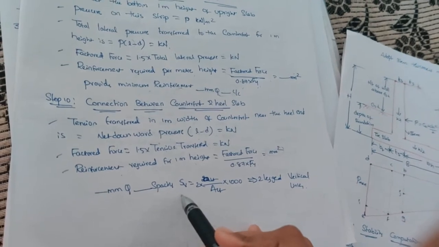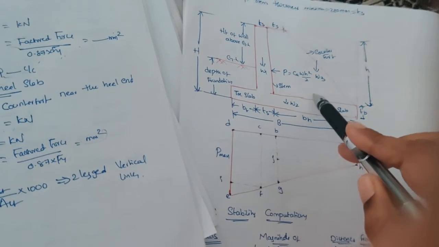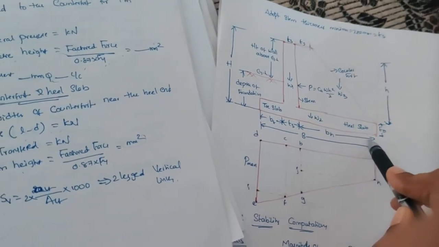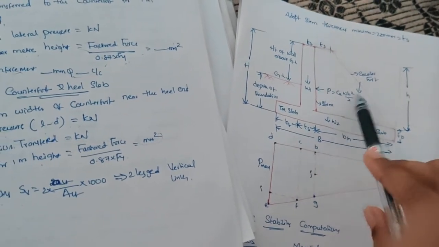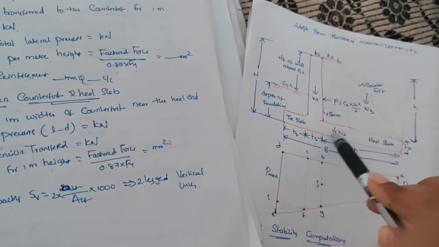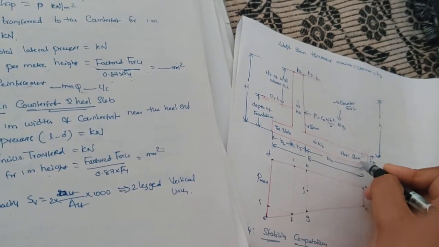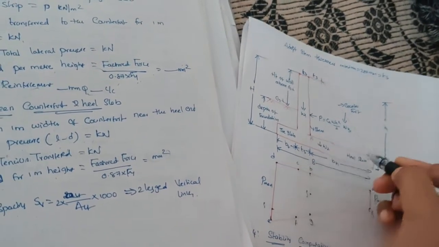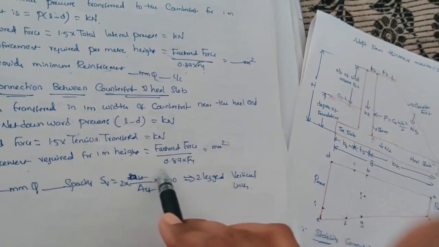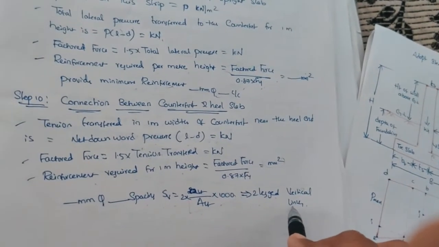For spacing here, when you take the heel slab, because the soil backfill is coming, that tension will come on the bottom side. You are already providing the reinforcement at the bottom side. But if you want to provide due to the counter force at the top side also, you have to provide two-legged vertical links. That means here one link and here also one link at the top. So for that, the spacing formula is 2 into small AST by capital AST into 1000. 2 you are providing for the two-legged vertical links.